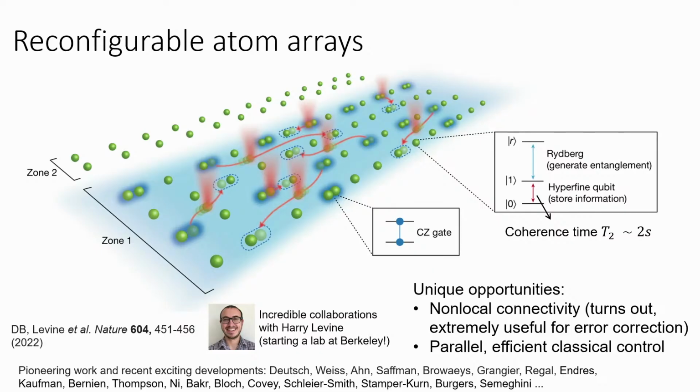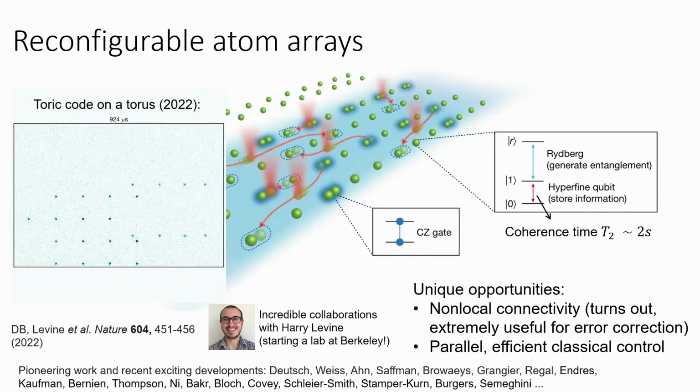Someone else who is a key pioneer of this technology is Harry Levine, who is here at Berkeley for people who are at Berkeley. But this gives us 2 really unique opportunities for quantum error correction. One is non-local connectivity, which it turns out for error correction is extremely powerful. And 2 is the ability to do parallel and efficient classical control.